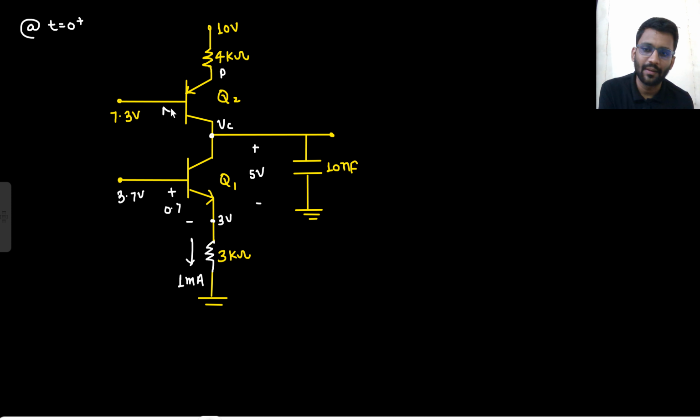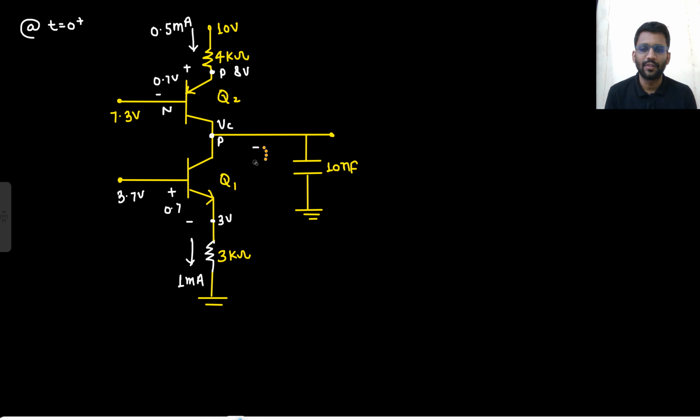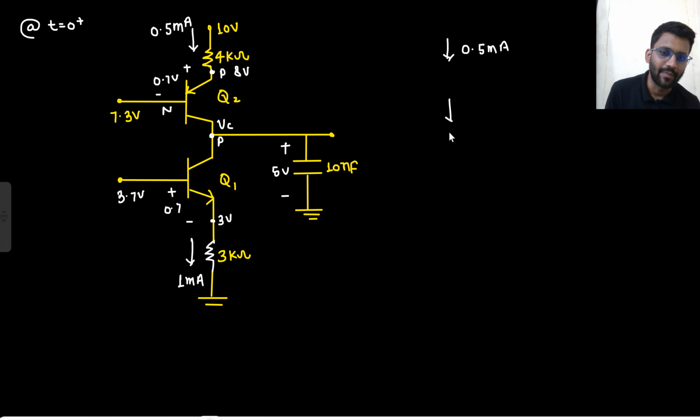This is P and N, from P to N. So this potential will be 0.7, and this will be 8 volt. So the current here would be 2 by 4, that would be 0.5 milliampere, right? Now this capacitor is charged to 5 volt. In the upward direction 0.5 milliampere current is coming, and in the downward direction there is 1 milliampere current. Beta is equal to infinity, you can take. So this same current will be flowing here and the same current will be flowing here, and this is your capacitor.